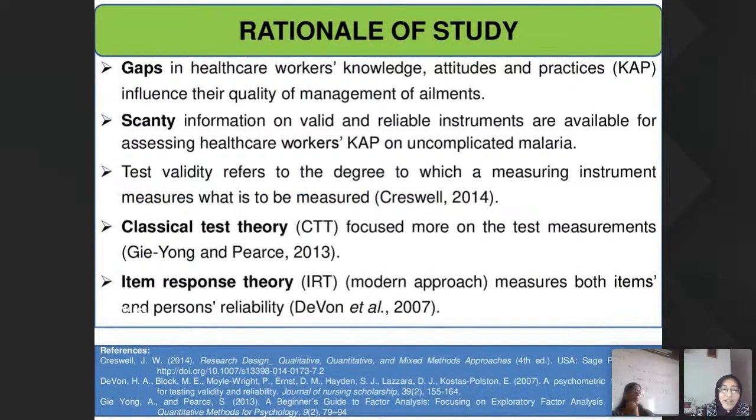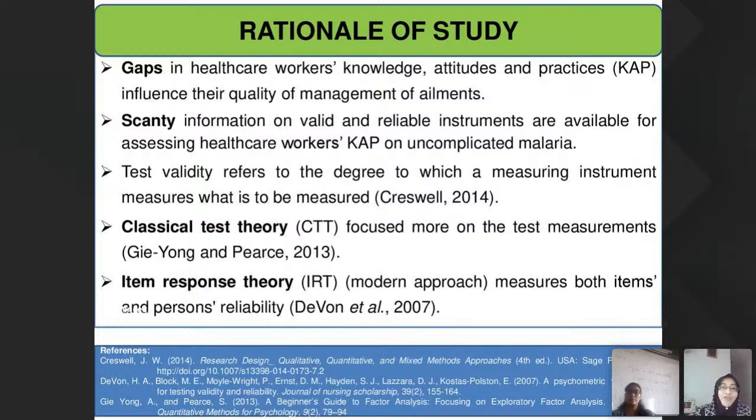So let us look. This is what I mentioned from the beginning: we must know the reason why we want to develop a new instrument. For this study, we have seen that there are gaps in the healthcare workers' knowledge, attitudes, and practice that will influence their quality of management of the respective ailments. Bear in mind, we are using the words healthcare workers, not healthcare professionals. Healthcare professionals, we know who they are, but healthcare workers cover more, so the items must be able to cater to all the different kinds of people under the group of healthcare workers.